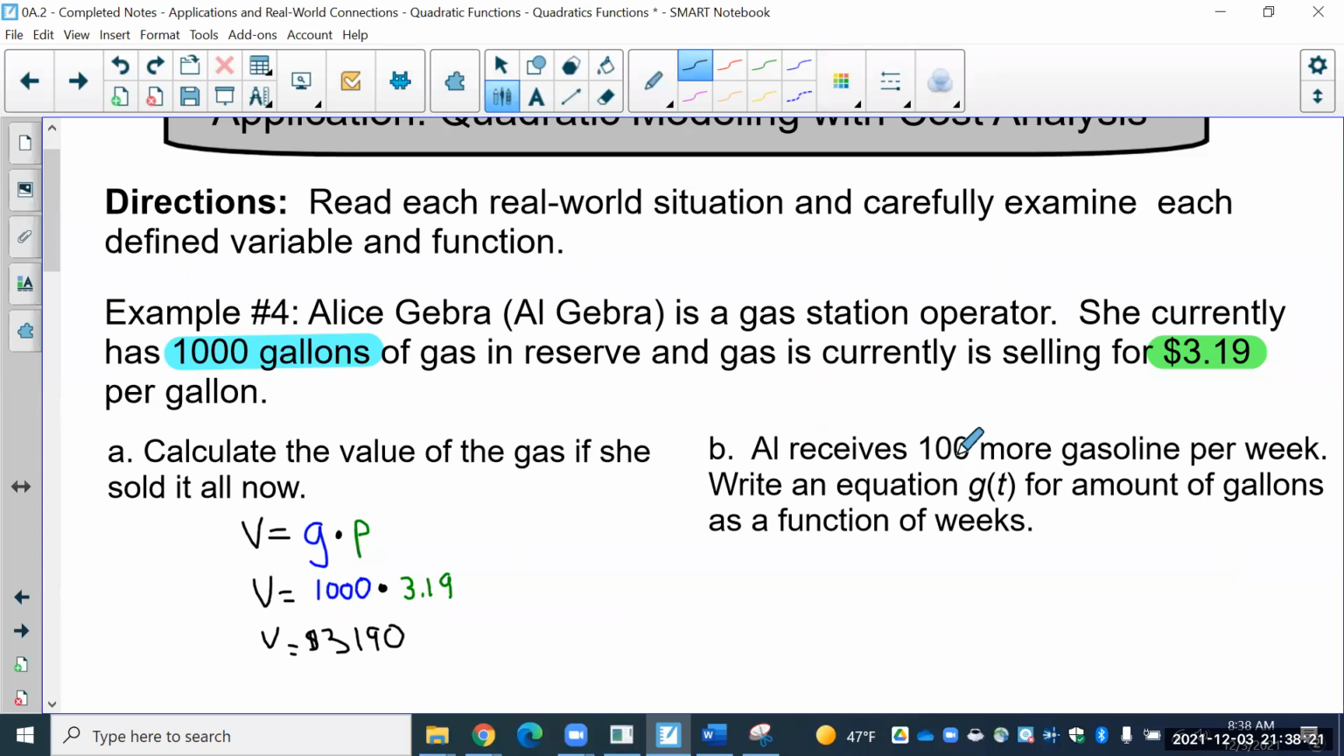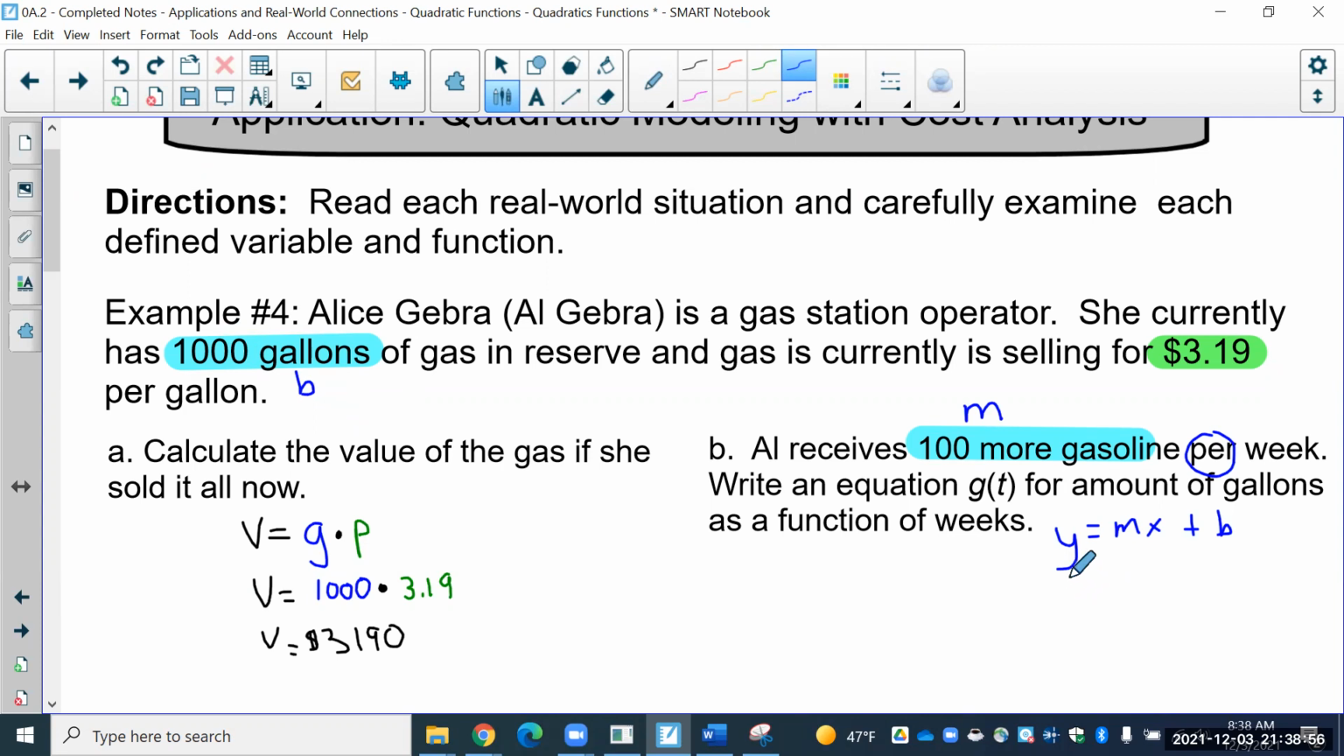So the next question is, okay, Al is receiving gasoline. She owns a store and she's receiving gasoline at a rate of 100 more gallons per week. So what that means is that we just have a problem that's y equals mx plus b, right? What do I mean by that? If I think about y equals mx plus b, this says per week, so this is the m, and this is the initial value, which is b. We used to call that the y-intercept, but a better explanation of what that is, is the initial value.